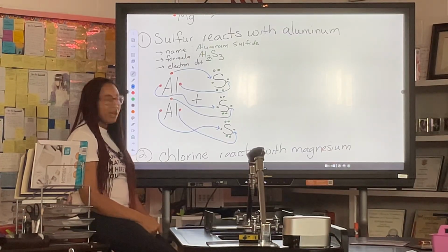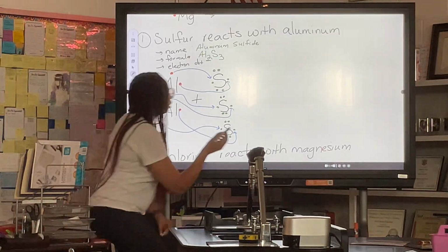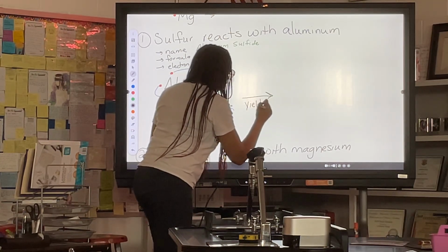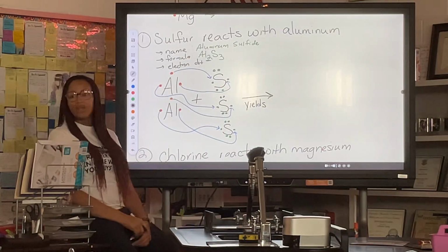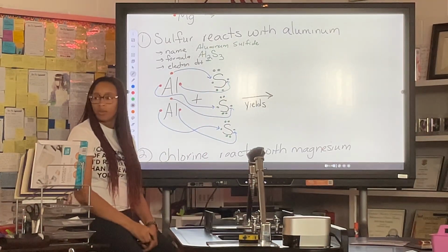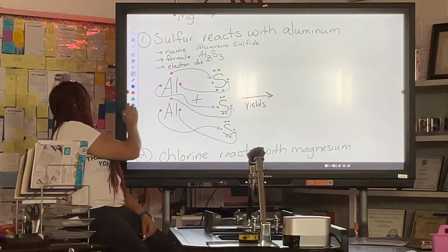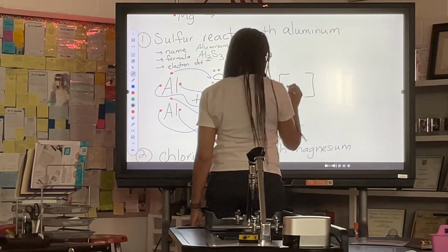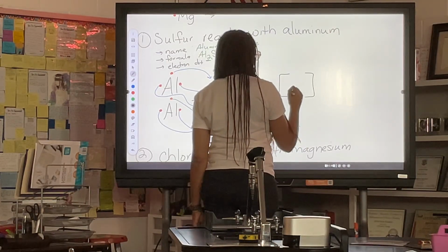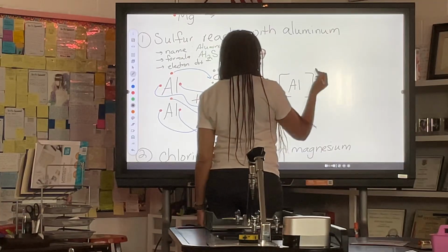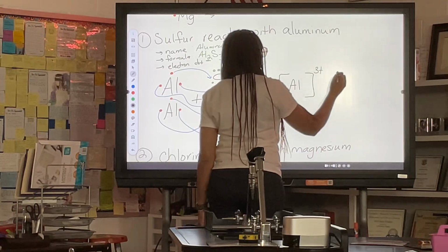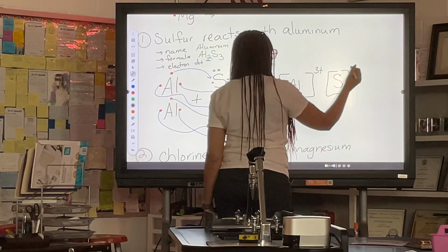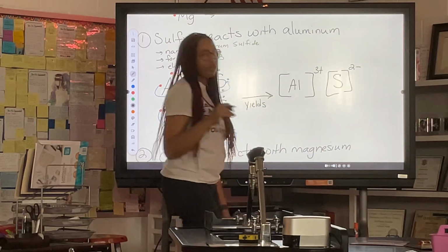Now, I'm gonna draw my arrow because they're reacting with each other. This arrow means yields. Whenever you read a chemical reaction, you read this arrow as yields. What does it yield for me? They put brackets. Aluminum, what's its charge? Plus 3. And then, what is it bonding with? Sulfur, and what's its charge? Minus 2.